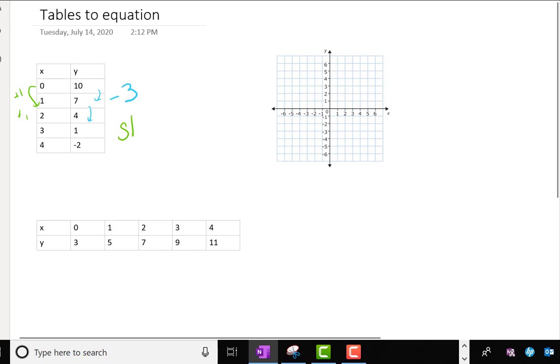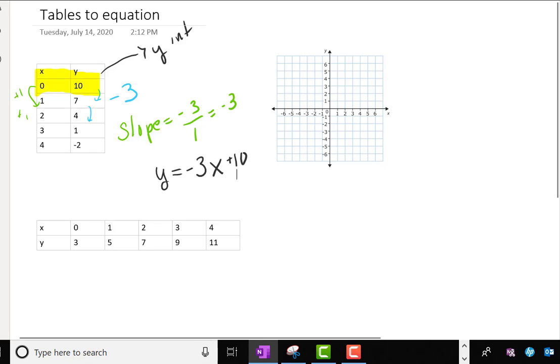That means my slope is negative 3 over 1, which is just negative 3. Remember, 1 is invisible there. We don't need it. So I know my slope is negative 3. Now I need to find my y-intercept. If you look up here at this top value, x is 0, y is 10. Whenever x is 0, that number is your y-intercept. So I could write my equation, y equals my slope, which is negative 3x, and my y-intercept, which is 10, so plus 10.